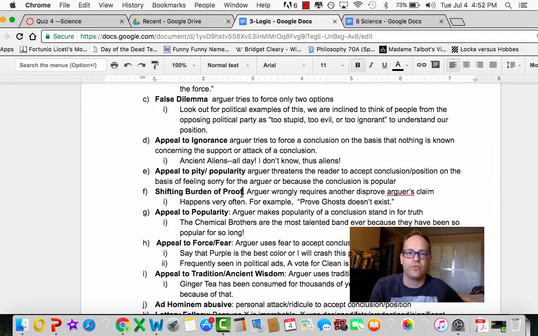Shifting the burden of proof. Absolute classic in the paranormal field. You get an arguer who, rather than prove their own claim, requires that you disprove their claim. So an example of this would be, prove that ghosts don't exist. I think last time we used an example involving vampires. It's when the arguer is trying to remove their own burden of proof and push it onto you to disprove their claim.